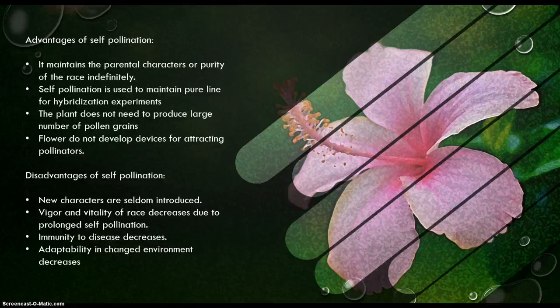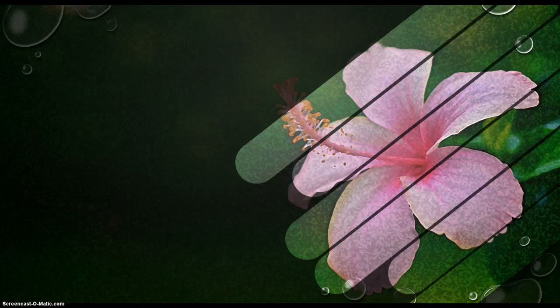Generally, the vitality of the plant gets reduced. Immunity gets decreased and the adaptability to adapt in a changed environment is decreased. So there are certain disadvantages of this self-pollination process also. Next, we have to see about cross-pollination.